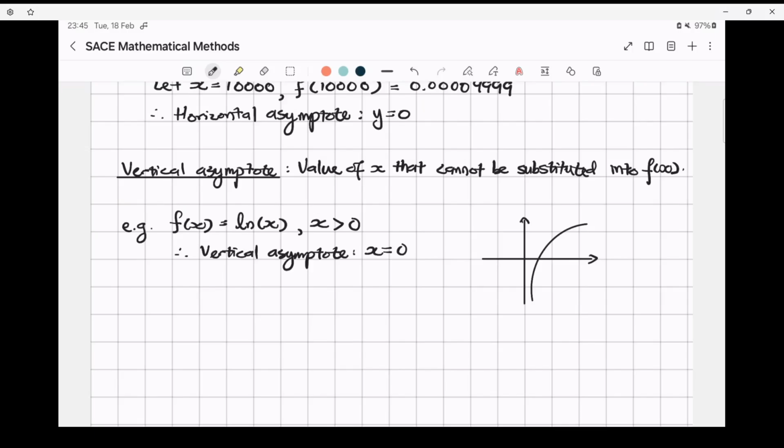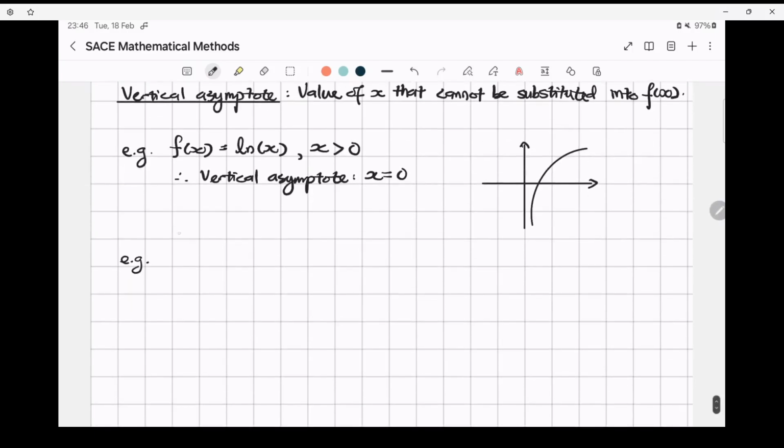Okay, let's look at the example just now. Your f(x) is 1 over x. So usually when we write this type of rational function, we will write the value of x which cannot be substituted into the function. This indirectly tells us that the vertical asymptote is just x equals 0.